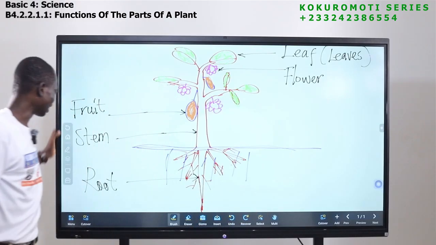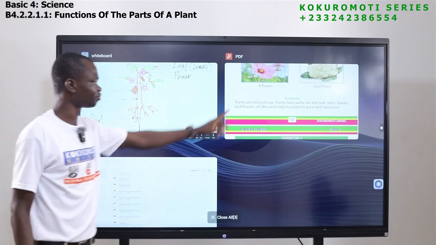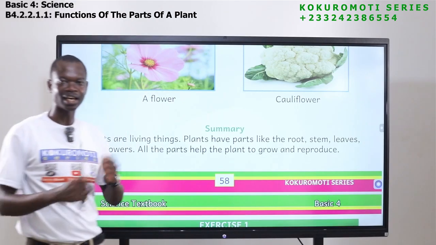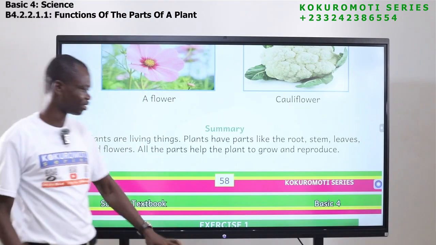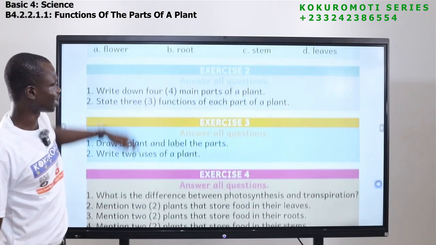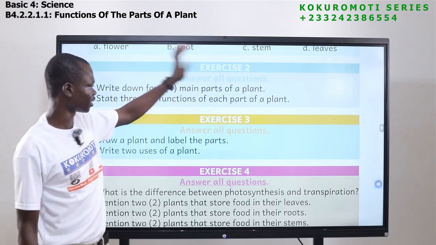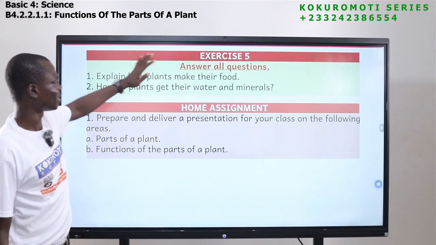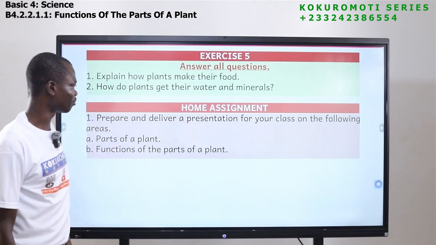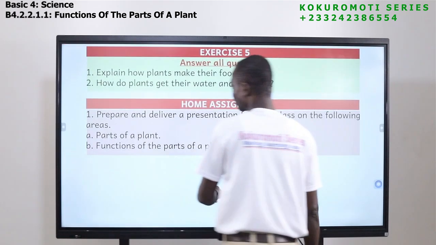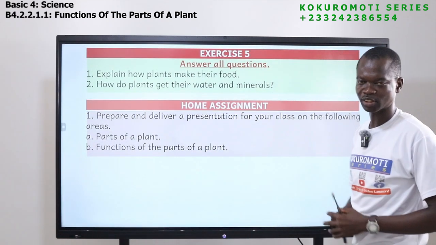So let's go back and look at the exercises that we have. So we have learned about plants, their parts, and the functions of the parts. Okay, so I have exercise 1 here. I have another exercise 2, exercise 3, exercise 4. You have exercise 5 and then you have home assignments. So this is what you are doing for me. The questions are simple and I know you get all.